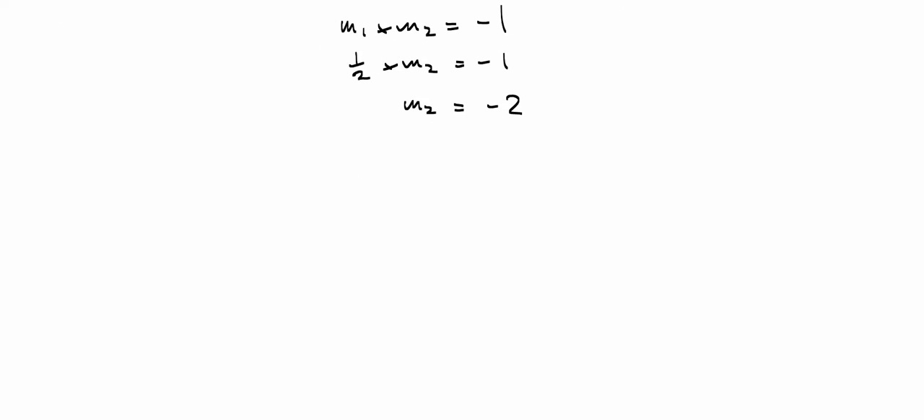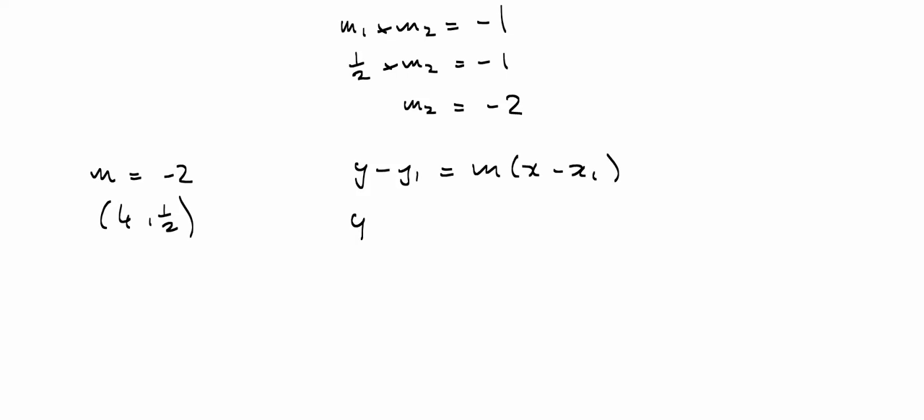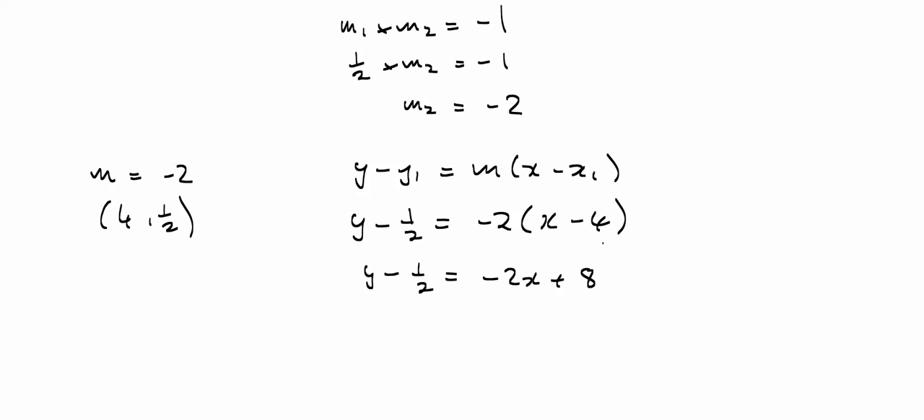4, 1/2. So again, we have m is minus 2, we have the point (4, 1/2), and so using y minus y1 is m into x minus x1, we get y minus 1/2 equals minus 2 times x minus 4, and expanding the bracket, y minus 1/2 is minus 2x plus 8, and we have y equals minus 2x, and adding 1/2 to both sides, we have 8.5, which is 17 over 2.